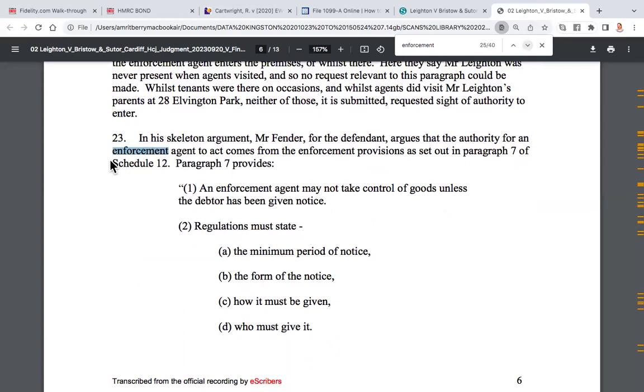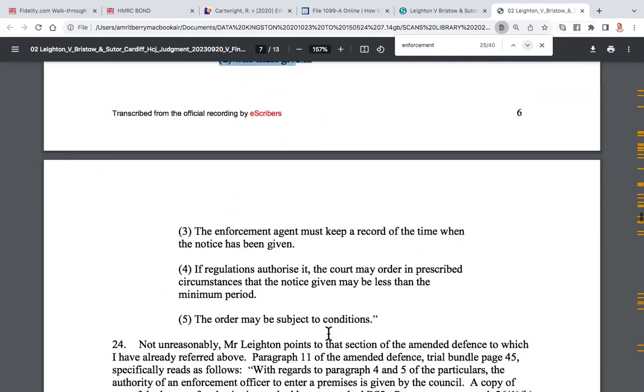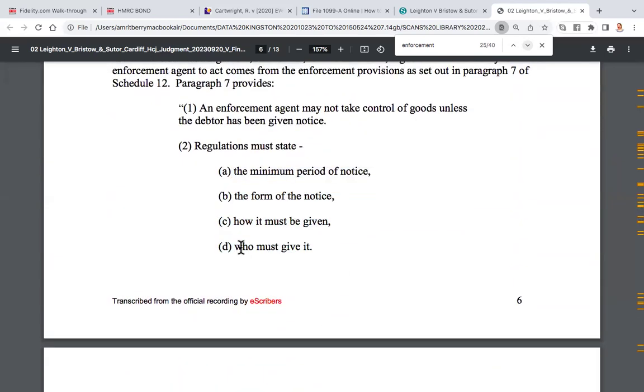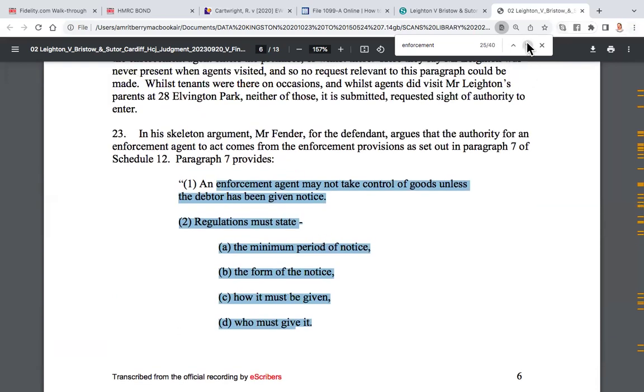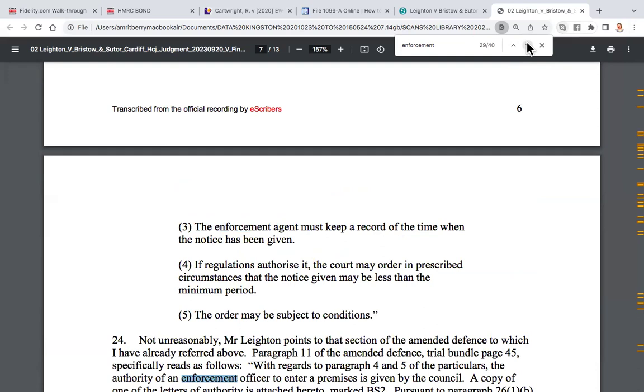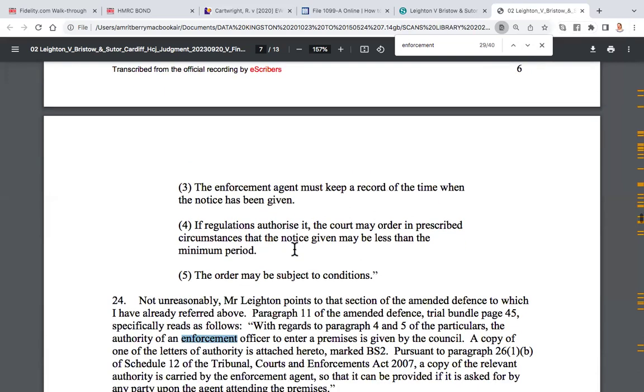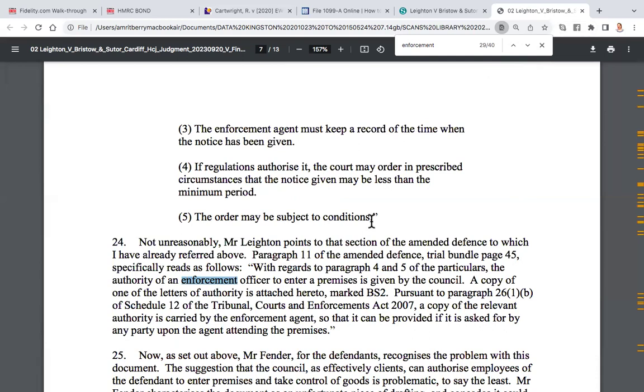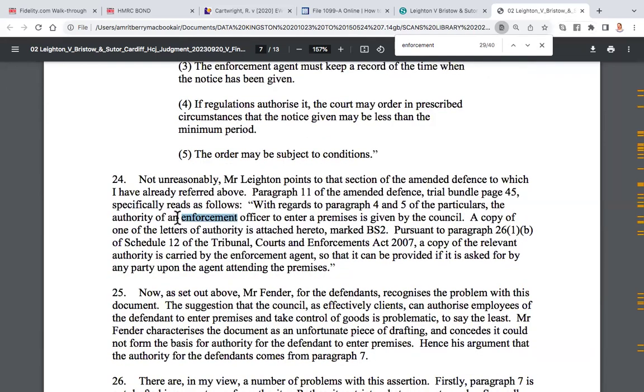Okay, this one's good. Authority for enforcement action comes from provisions set out in paragraph 7, and it says the regulations must state the minimum notice period, the form of the notice, how it must be given, and who must give it. So this is important: the name has to be specified for the control of goods. The enforcement agent must give a notice, with a notice period, etc. That's important. So this is a notice. They have to make a record of the time that the notice is given. They're saying that the authority to enter premises was given by the council. Anyway.